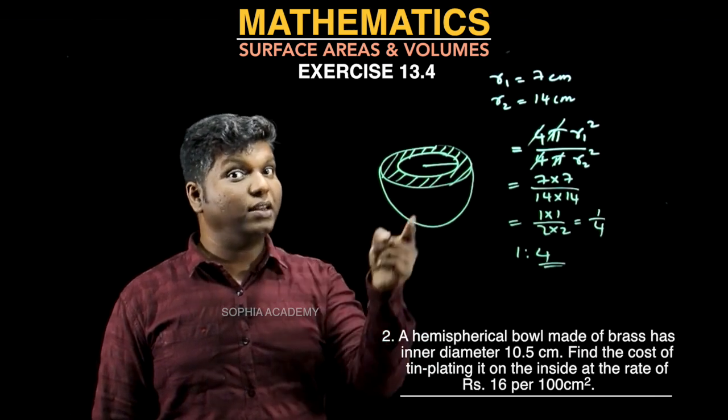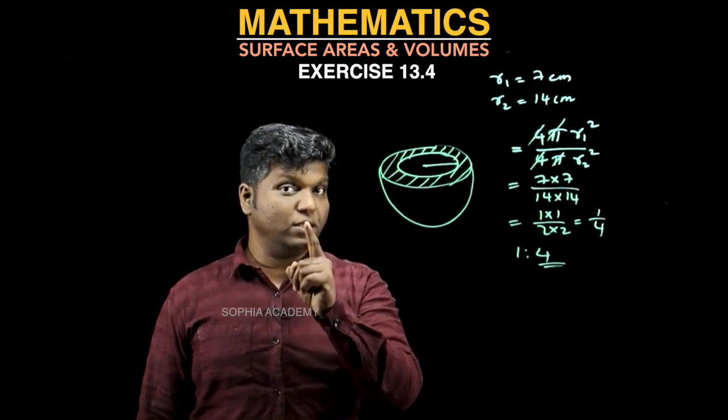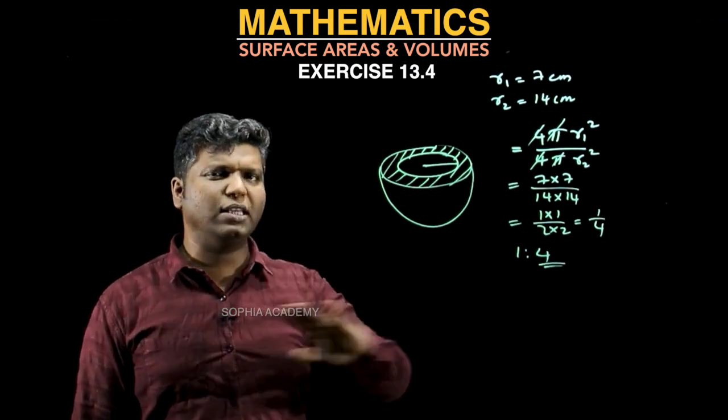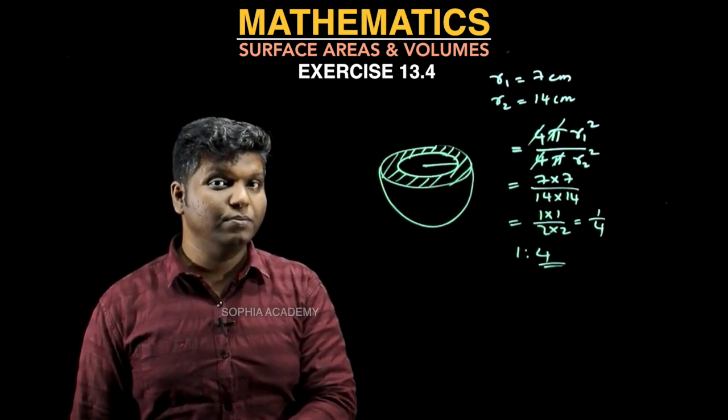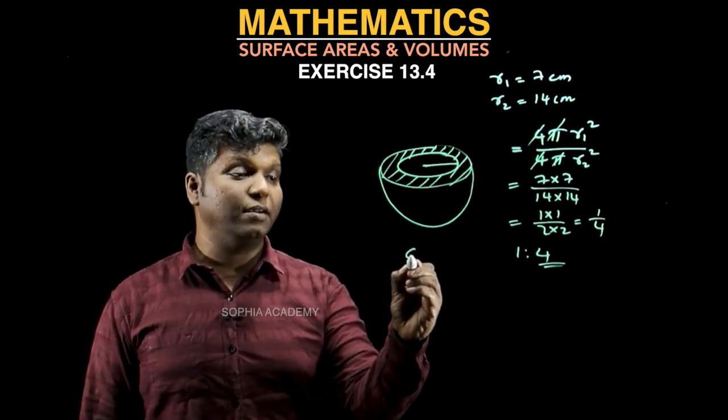Actually, the inner radius is not given. The inner diameter is given, 10.5. So every time I tell you, whenever you are seeing the word diameter, keep this in your mind: we have nothing to deal with diameter. We have to convert it into radius. So here the given thing is the inner diameter. Actually, D is given.